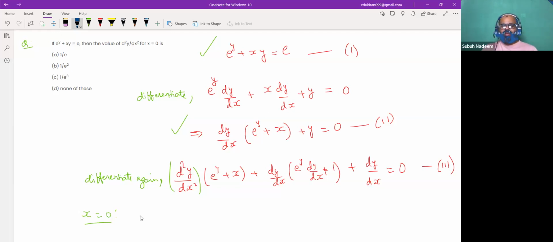But you will get y when you will put x is equal to 0 in the first one. What will be the value of y? Isn't it e to the power y plus 0 into y is 0 is equal to e. So e to the power y is equal to e to the power 1. So y is equal to 1. You will get this.